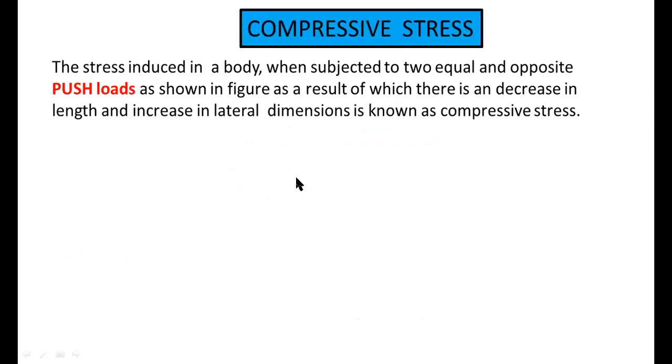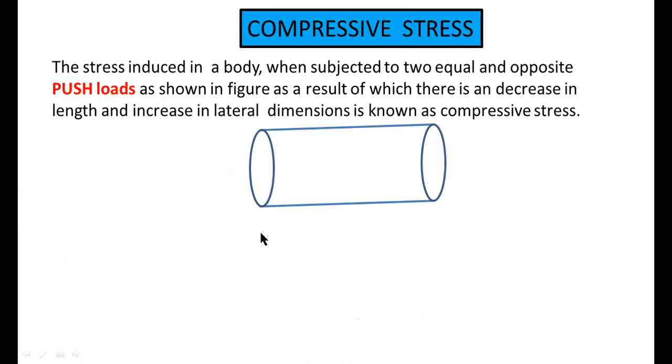Similarly, for compressive stresses, the stress is induced in a body when subjected to two equal and opposite push loads, as shown here. These are the two equal and opposite loads acting on the body, as a result of which there is a decrease in length and an increase in lateral dimensions, known as compressive stress. When you apply two equal and opposite push or compressive loads, there is a decrease in length and an increase in lateral dimensions.